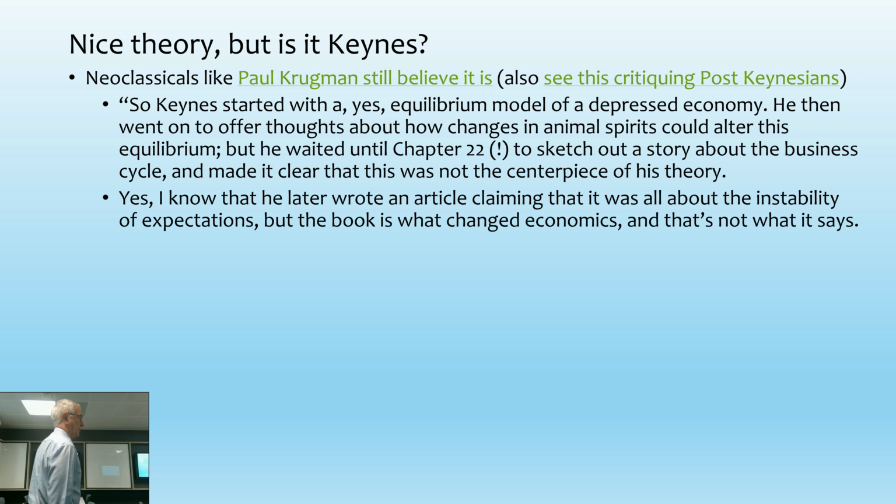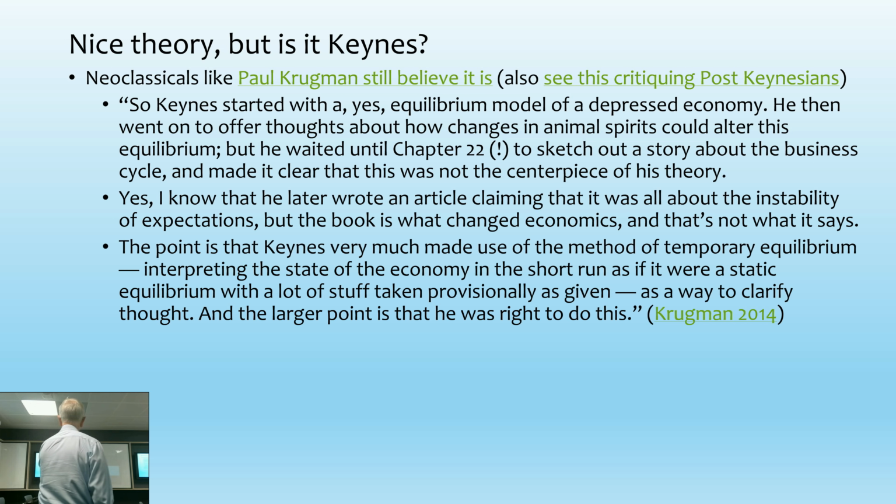I'm not asking whether the book is right or wrong, that's the book that changed everything, let's stick to that and ignore the 37 pages. I'd rather ignore the book and stick with the 37 pages because they're so much clearer in the new direction that Keynes was going in. So I was saying Keynes was using a temporary equilibrium, interpreting the state of the economy as if it were a static equilibrium, as a way to clarify thought, just a way of clarifying thought. Okay? And Krugman is saying he was right to do it.